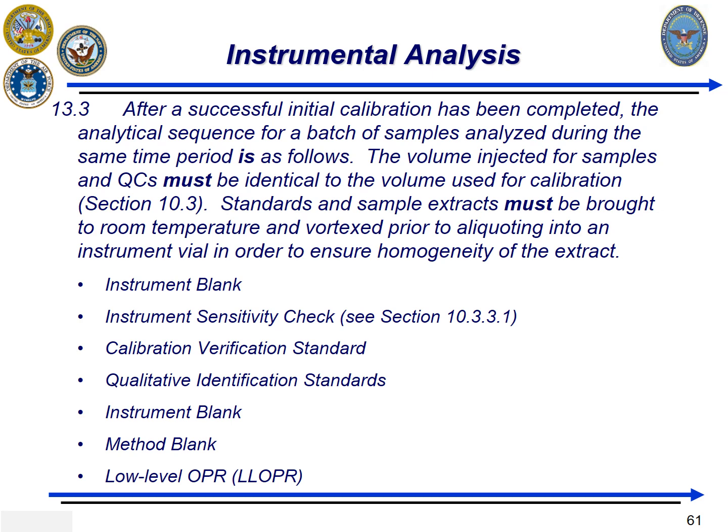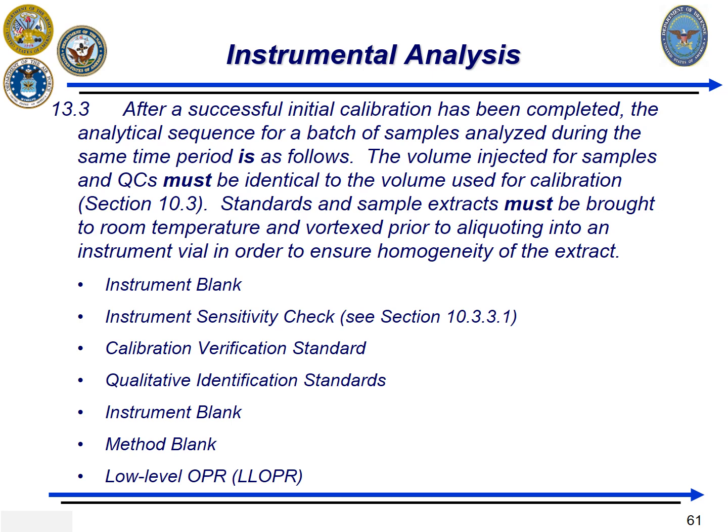Standards and sample extracts must be brought to room temperature and vortexed prior to aliquoting into an instrument vial in order to ensure homogeneity of the extract. I can tell you that there are some samples, especially some matrices, that will separate out and you're going to get very poor recoveries and really odd looking results if you do not bring those samples up to room temperature and vortex those samples prior to aliquoting.